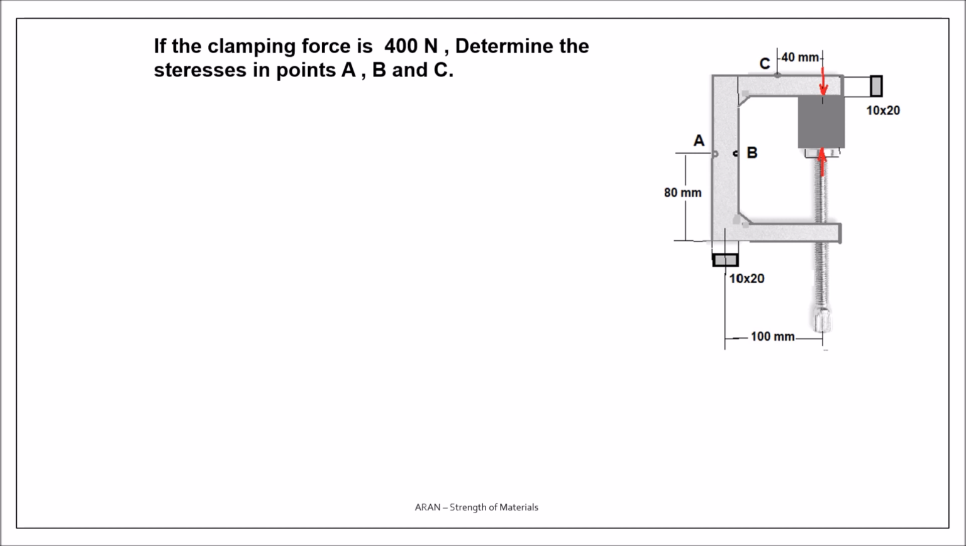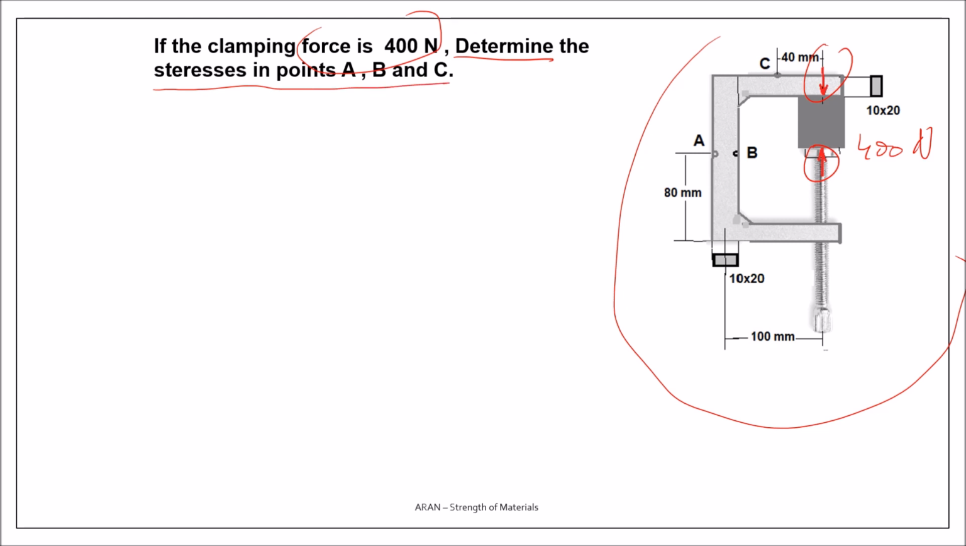Well, here we have a simple problem. Here we have a clamp. The clamping force acting, these forces, are 400 newtons. Determine the stresses in points A, B, and C. So these are points A, B, and this is the point C. The sections are given, so we do not have to find the critical sections.